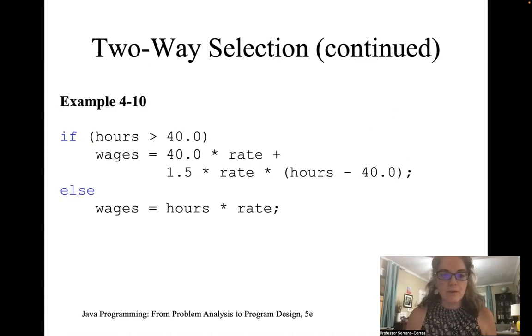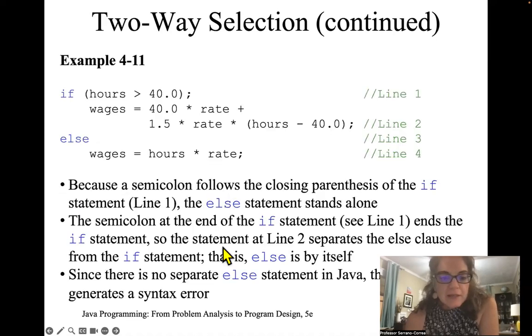Okay, so going back, notice that when you have parentheses here, there is no semicolon here. The semicolon is at the end of the statements only. So no semicolon here, no semicolon here. The next slides talk about what happens if you do put a semicolon here by mistake.